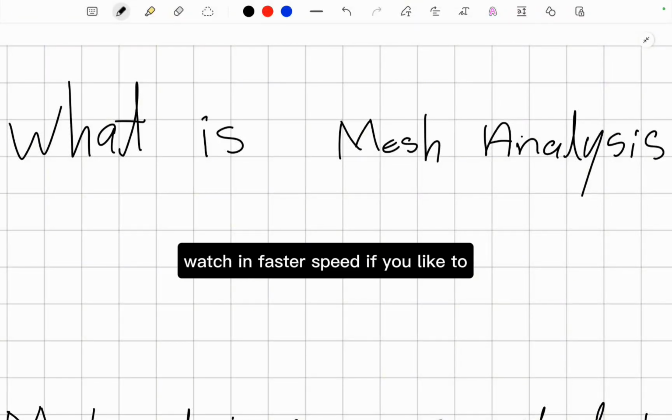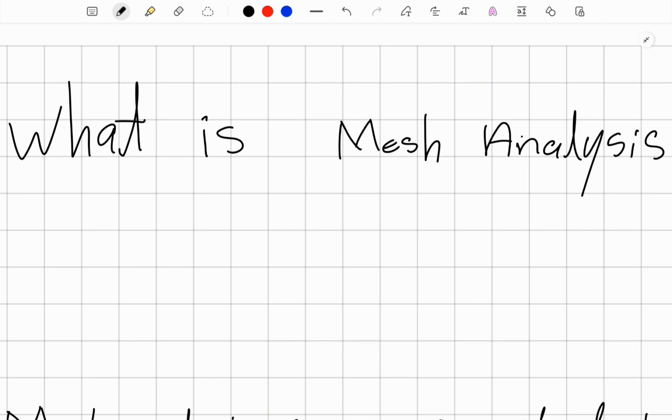Hello everyone, today I'm going to be teaching mesh analysis, and I'm going to be teaching the shortcut method that I actually haven't seen anyone else use on YouTube. I would say it is the fastest method for solving the mesh equations and getting your currents in the meshes. So let's get started. What is a mesh?